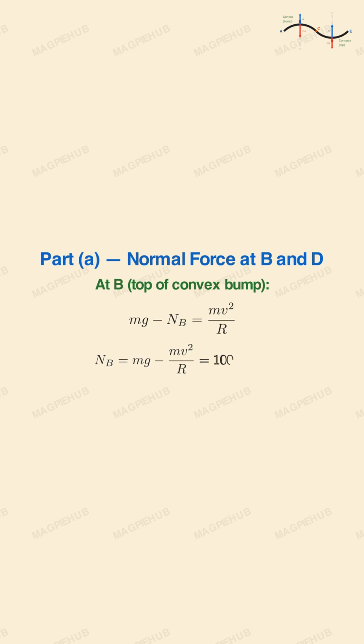Part A. At point B, the top of the convex bump, the road is horizontal. The weight acts downward and normal force acts upward. The net inward force, mg minus N, provides the centripetal force mv squared over r. So N at B equals mg minus mv squared over r, that is 1000 minus 25, giving us 975 newtons.